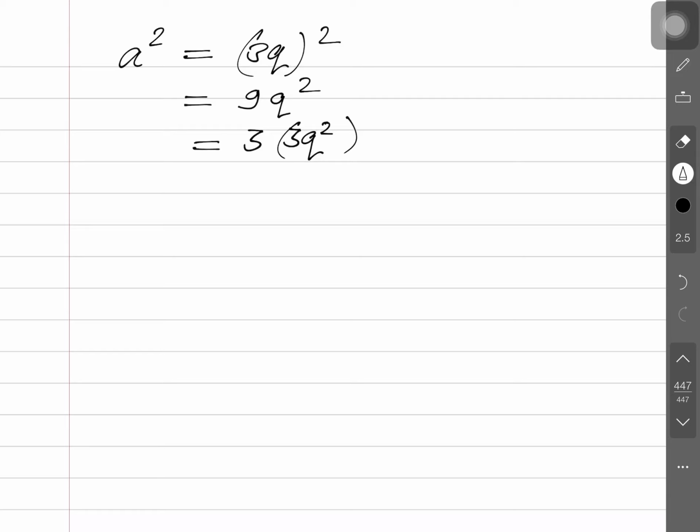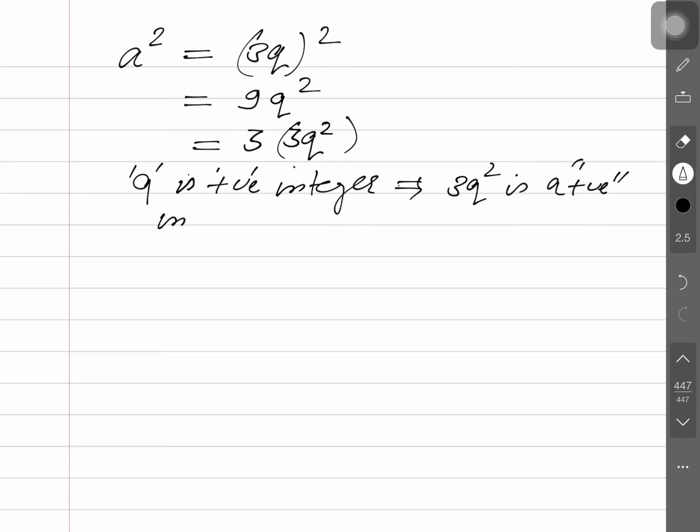So a squared is equal to 3q squared. Again, what comes here? 9 and q squared. From 9 we can take out 3 only, so it can be written as 3 times 3q squared. Since q is a positive integer, it implies that 3q squared is a positive integer. Tell me please, why is this a positive integer?